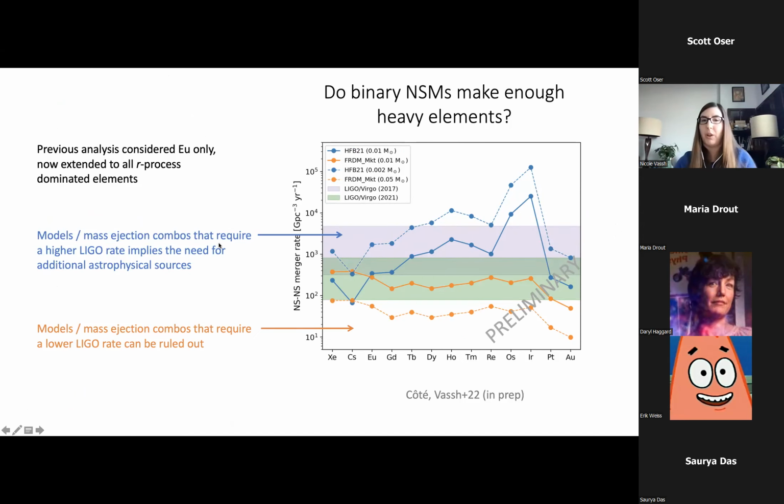Is it possible, given different nuclear models, that this is our source? So for example, if you have a model down here, this can be ruled out because you are already saying that LIGO has more mergers than you need to make the solar system abundances, so it doesn't work.